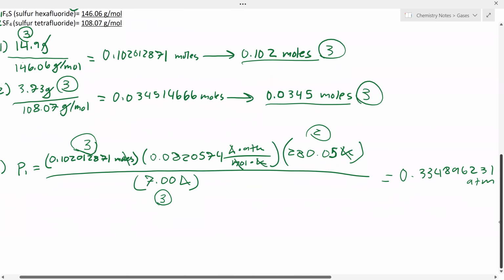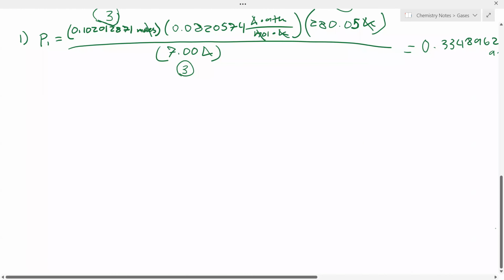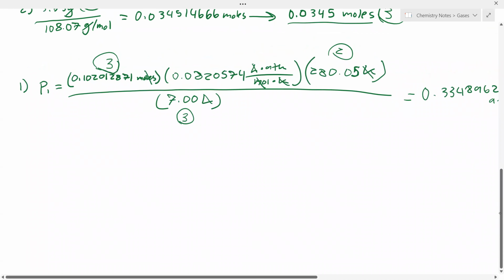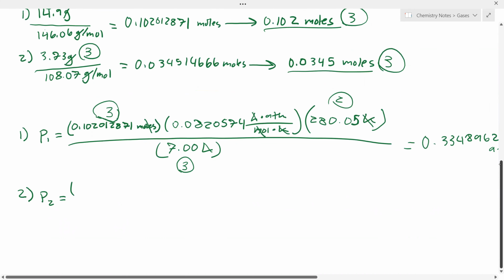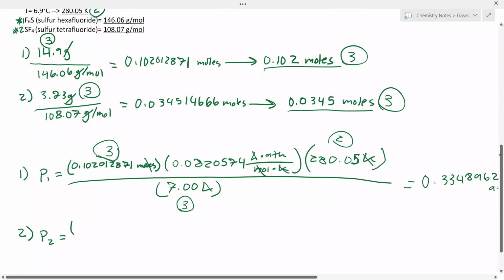It's now on to the second one. Give me a little more space. Hopefully this document doesn't end up being absurdly large. Okay, so now we're finding the pressure of the second one, right? So we want to take the moles. If I remember correctly, this is the sulfur tetrafluoride. And remember, we want to use the full value. And that is 3 sig figs.